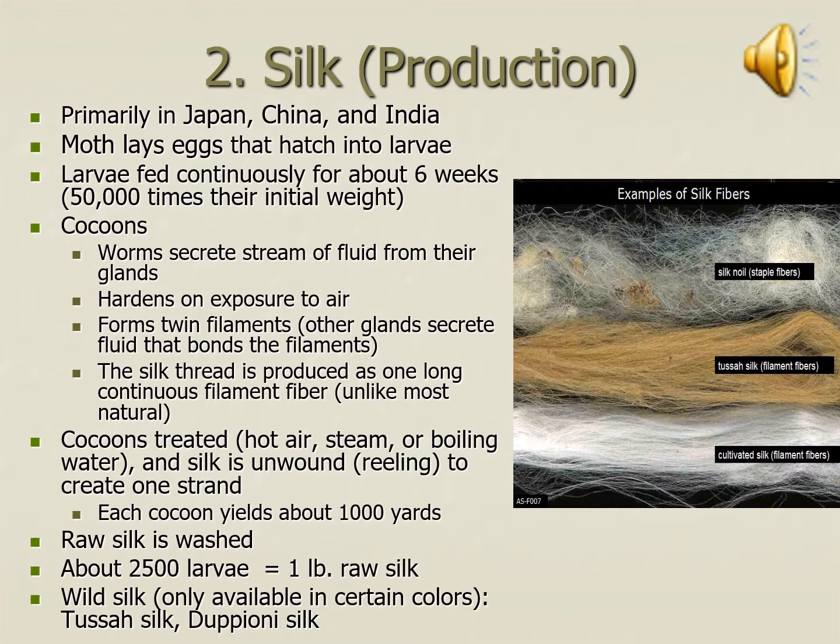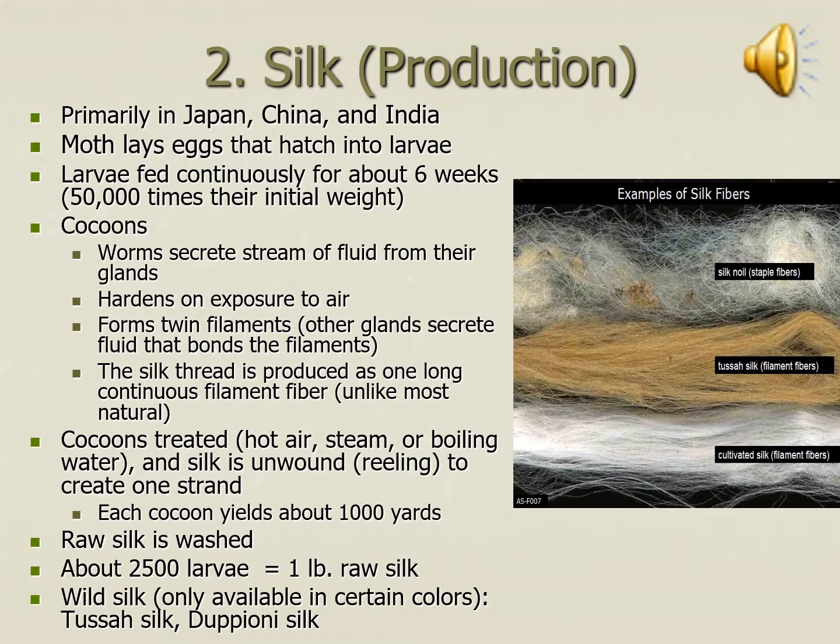But it's kind of an interesting process, because up to this point we've been talking about the natural protein fibers that are found on the exterior of an animal as part of their chemical makeup while they're out in the environment. With silk, it's actually produced by the animals. So what happens is the moths lay eggs that hatch into the larva, and the larvae are fed continuously for about 6 weeks, and they eat a lot. So they end up eating about 50,000 times their initial weight. They're made basically good and fat, so that way they can spin the fibers for us.